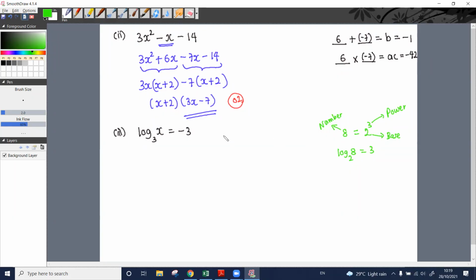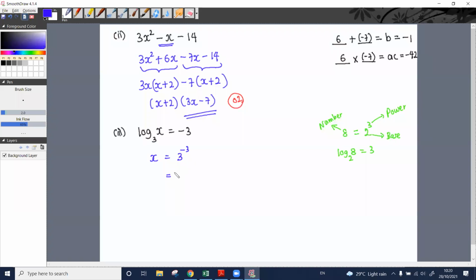So this is in the log format. If we express it in the normal way, how does it come? x is the number. The base value is 3. And what is this minus 3? The power value. So it is 3 to the power minus 3. What should be the answer?